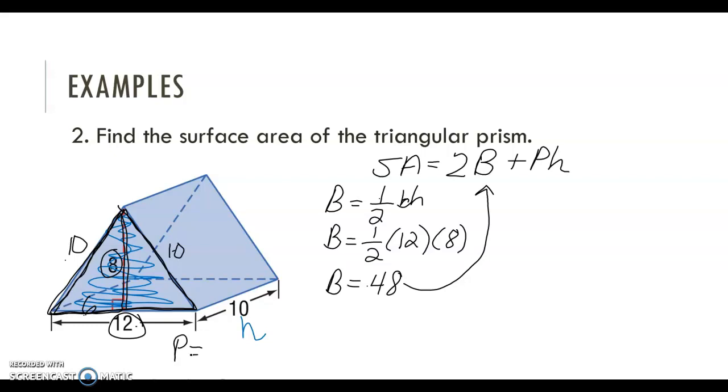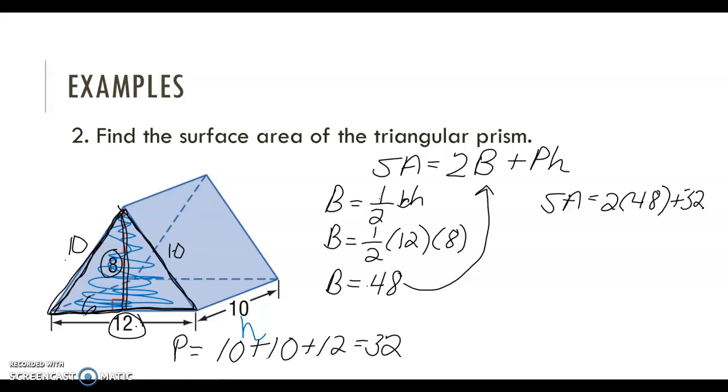So my overall perimeter would be 10 plus 10 plus 12, giving me a perimeter on this base of 32. Okay, now we can start subbing stuff in to our surface area formula. So 2 times 48 plus this perimeter of 32 times the prism height of 10. And if I multiply those, add them together, I get that the overall surface area is 416 square units.